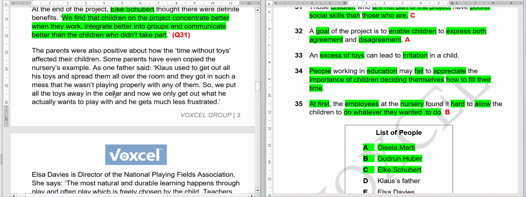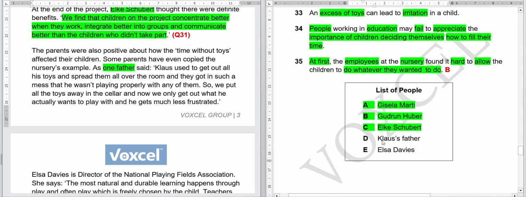Moving on to the next paragraph. The parents were also positive about how the time with toys affected their children. Some parents have even copied the nursery's example. As one father said, Klaus used to get out all his toys and spread them all over the room, and they got in such a mess that he wasn't playing properly with any of them. So now they are talking about the father of one particular kid, and the child's name is Klaus. So it's his father.